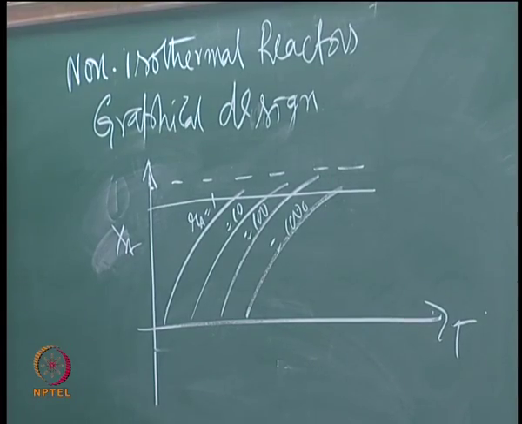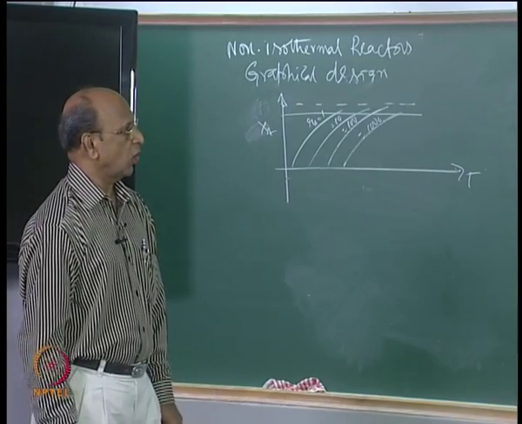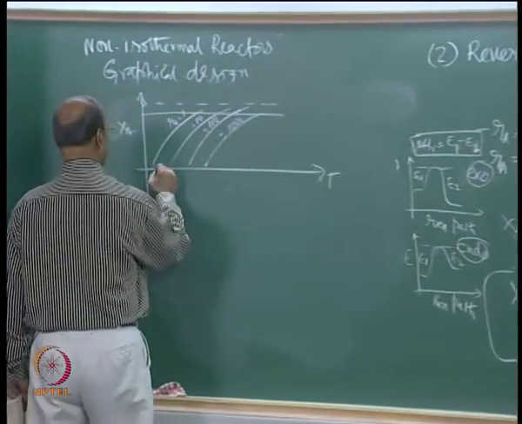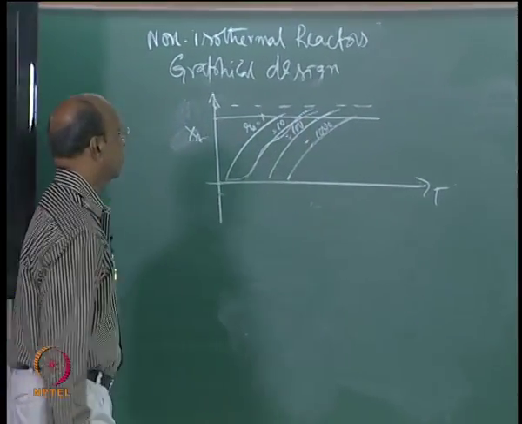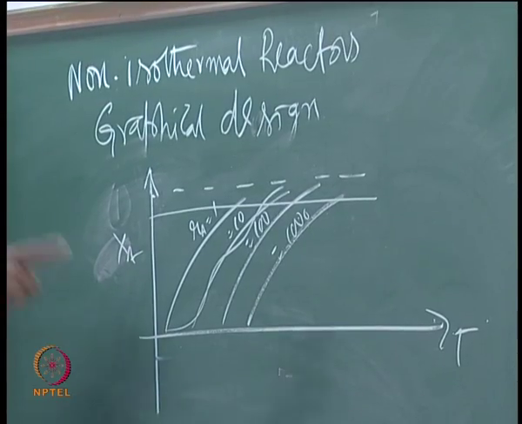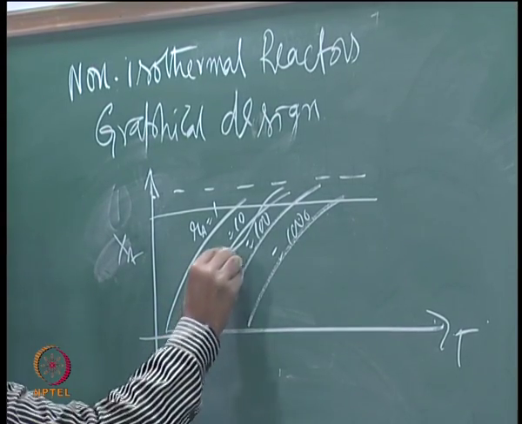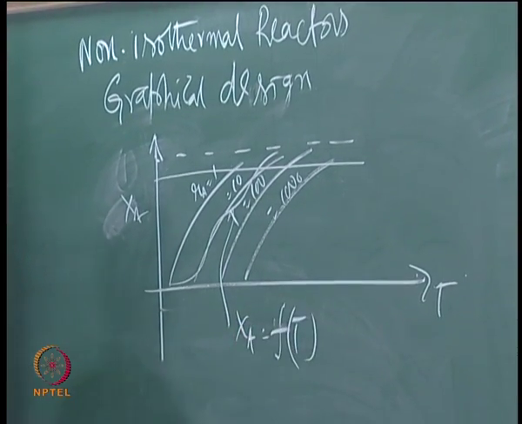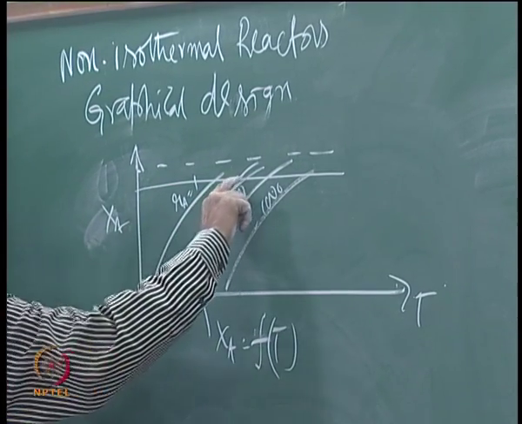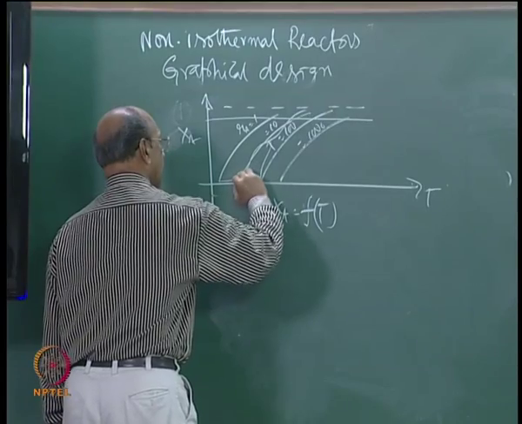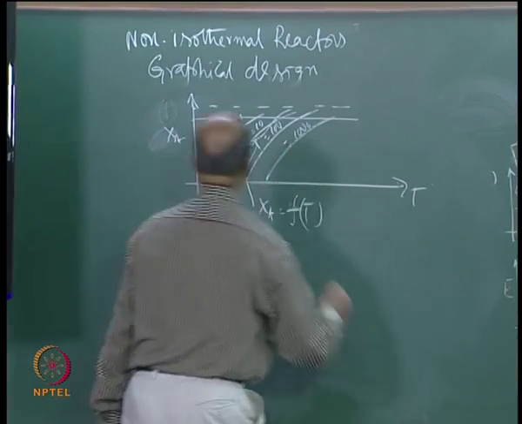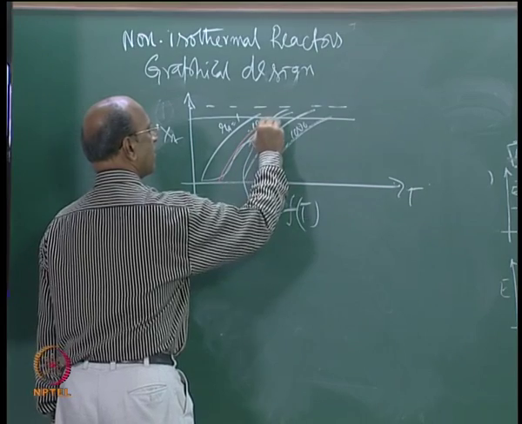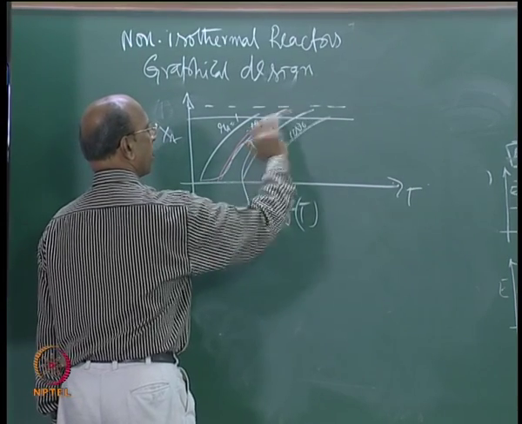So it is exactly the same thing, even if this graph is crazy, going like this. This is X A as a function of T. Now you see this graph is cutting at only one point, which is this point.